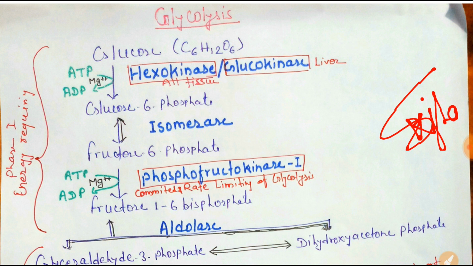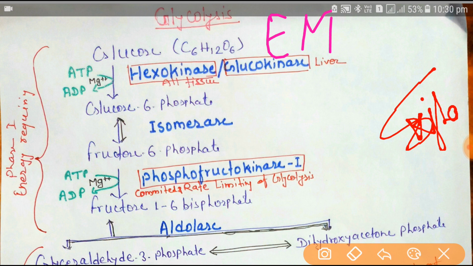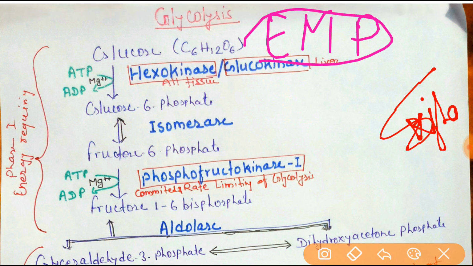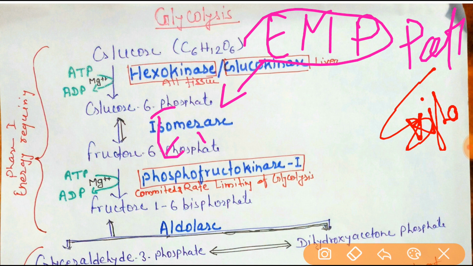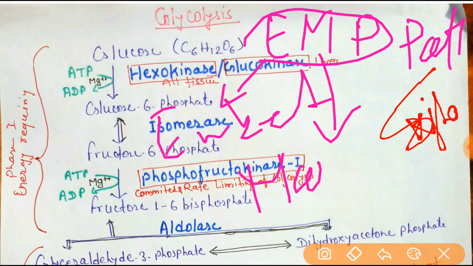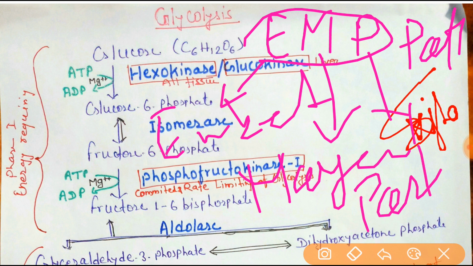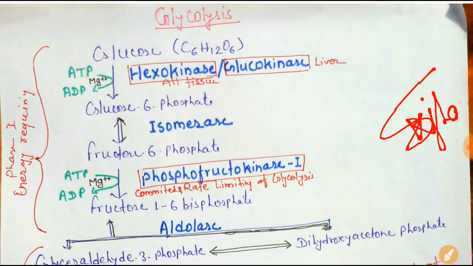Glycolysis is also called the EMP pathway. E stands for Embden, M for Meyerhof, and P stands for Parnas pathway. This is also asked in the PG exam: what does P stand for?